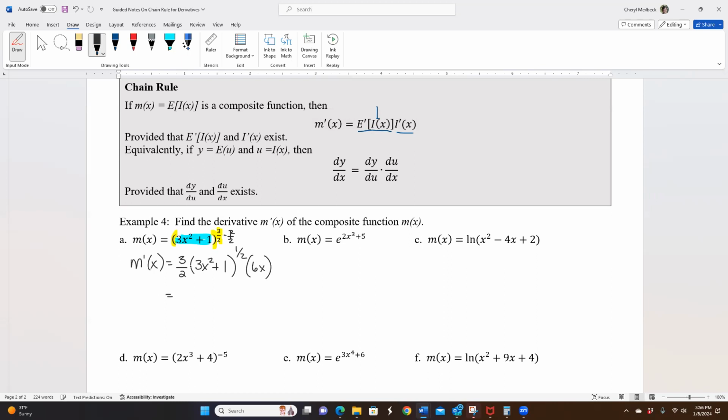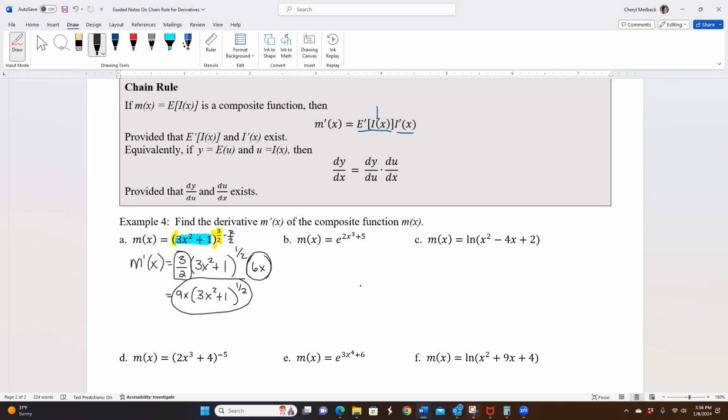Cleaning this up, 3 times 6, we're going to multiply this coefficient times the 6x. If you do, you'll get 18x over 2, which is 9x. Then you'll have the 3x squared plus 1 to the 1/2. And you could write that as the square root. Either way is fine.